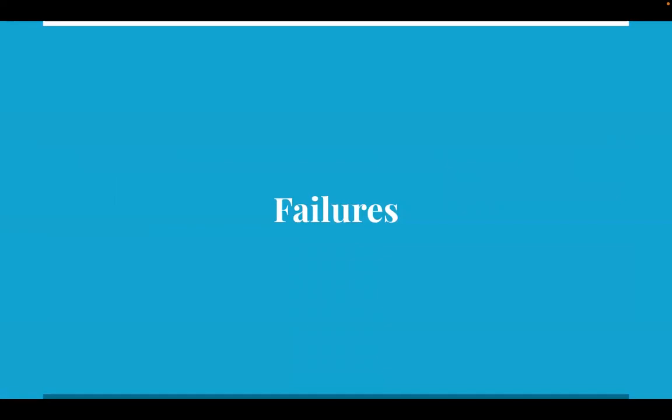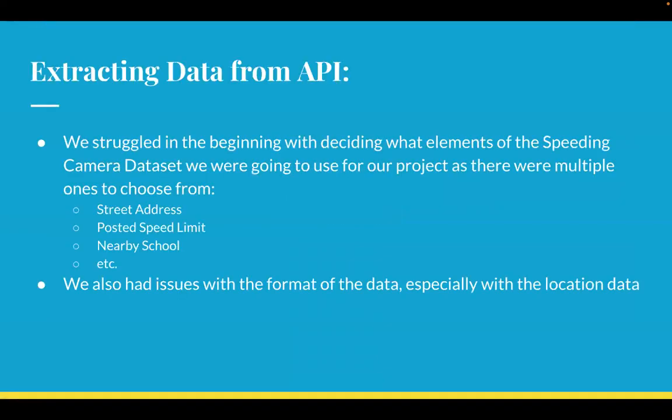Now we'll talk about the failures or obstacles that we had to overcome. One of the failures we faced in this project was when we extracted data from the API. At first we struggled with deciding which elements of the speeding camera data set we were going to use, and we solved this problem by choosing the street address and posted speed limit as our main columns. The other issue we had was the format of the location data, because at first it was in a weird numeric format which was not accepted by Leaflet. So we had to change that by finding the right JavaScript methods, by searching Google.